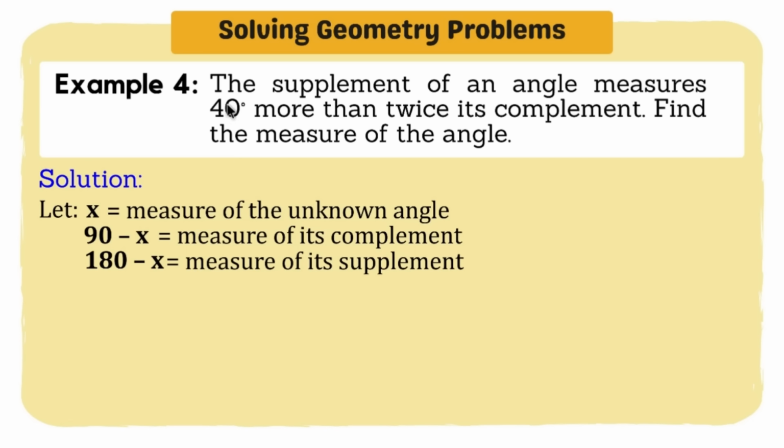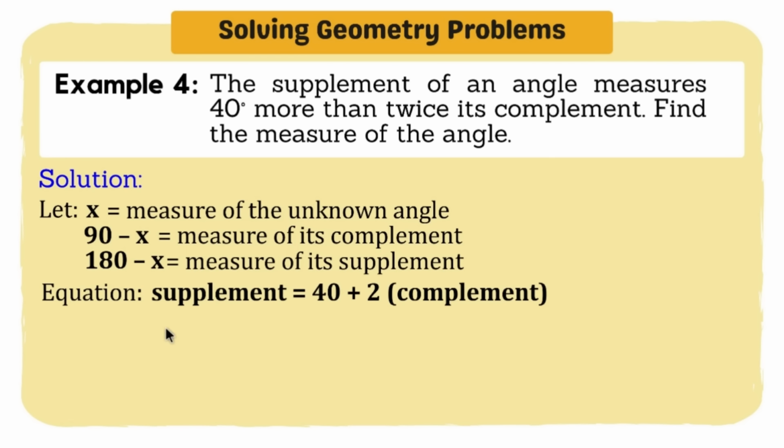Okay, balikan natin yung first statement. The supplement of an angle measures 40 degrees more than twice its complement. So, ibig sabihin, ito po yun. So, supplement is equal to 40 plus 2 times the complement. Okay? So, let us substitute the values. Yung supplement natin is 180 minus x. Yung complementary angle natin is 90 minus x naman po sa ating representation. So, therefore, ito na po yung ating equation. We can simplify this first.